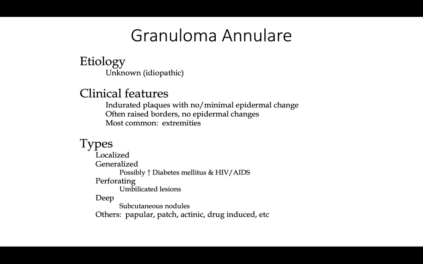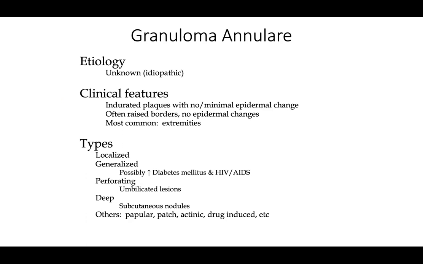So let's jump into granuloma annulare. It's one of my favorite histopathologic diagnoses. It's simple, yet it's just a very nice example every time you see it. So the clinical features are indurated plaques with no or minimal epidermal change. That's important, often with raised borders, and it's most common in the extremities, but it can occur anywhere from head to toe. The types include localized GA and generalized GA, which have an association with diabetes and HIV and AIDS and other things. Perforating GA, these often appear umbilicated.